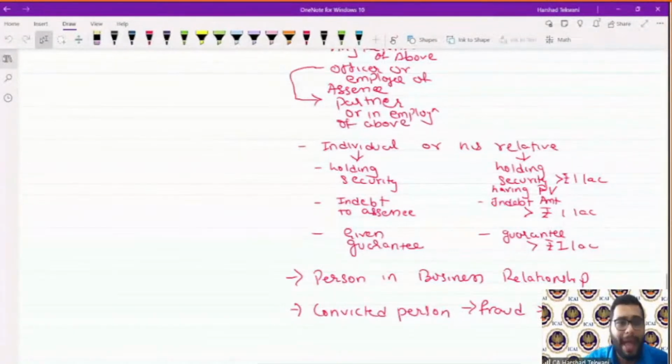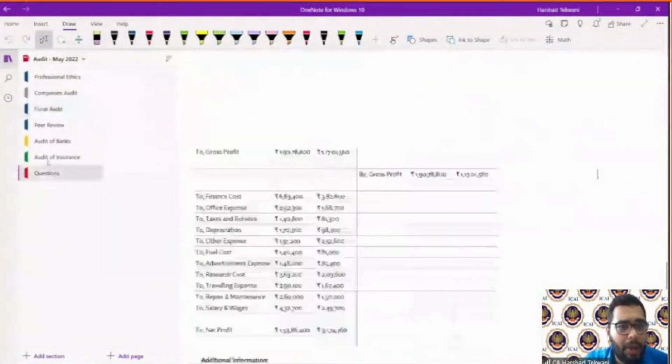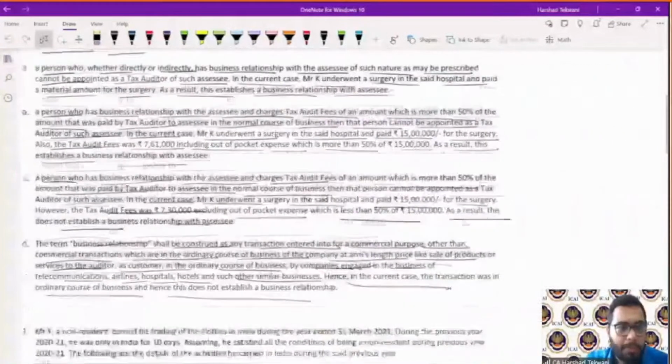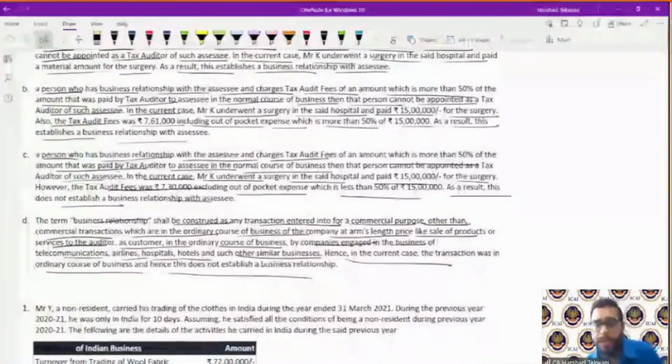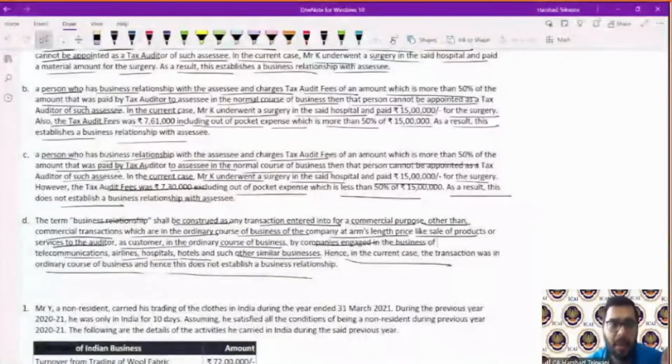Okay. Hence, if you see the options over here, option number D: the term business relationship shall be construed as any transaction entered into for commercial purpose other than commercial transactions which are in the ordinary course of business of the company at arm's length price, like sale of product or service by companies engaged in the business of telecommunication, airline, hospital, hotels, and other such similar businesses.